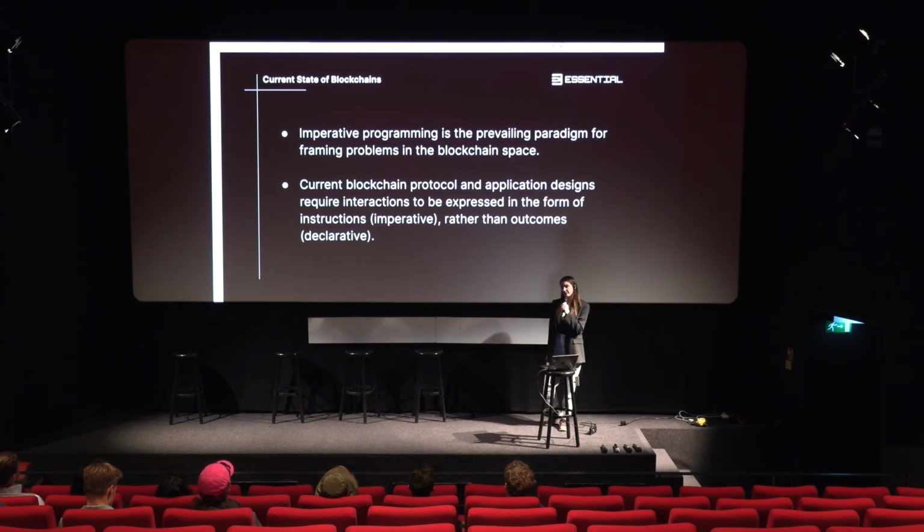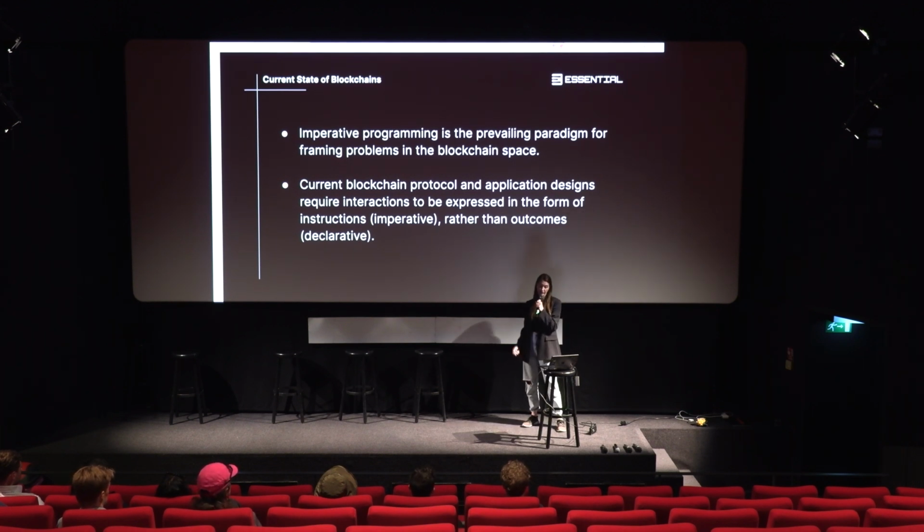So what is the current state of blockchains today? Every blockchain today pretty much is imperative, and at least since the advent of Ethereum as the first general purpose smart contract chain, imperative programming has been the prevailing paradigm in the blockchain space and in blockchain development. And the model that this necessitates is that users have to interact with the chain via imperative instructions instead of declaring their desired outcomes in a declarative format.